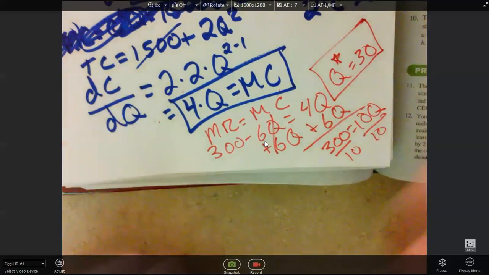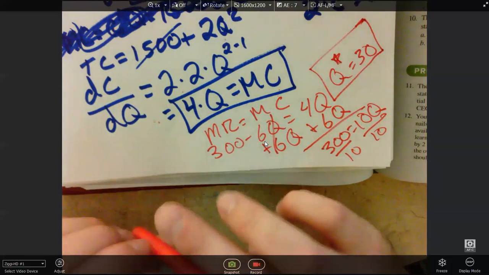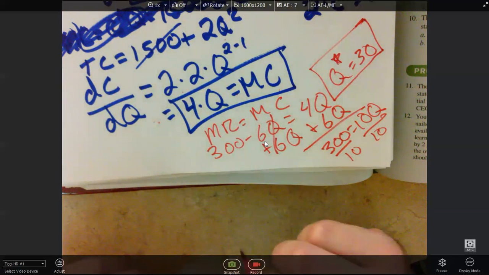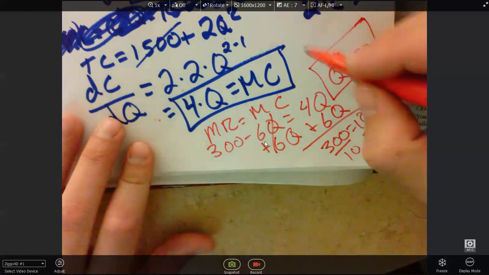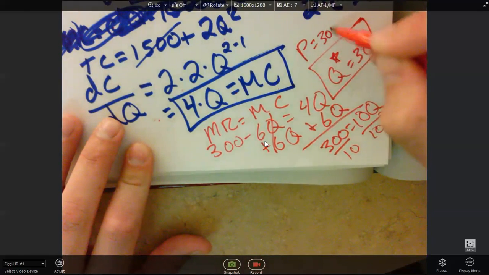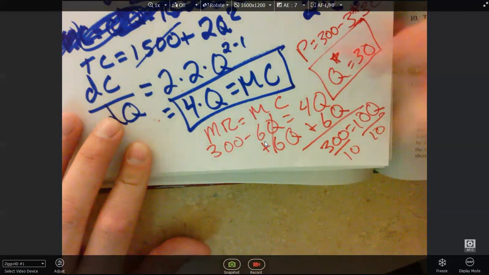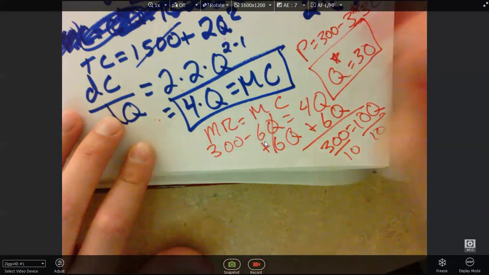Now this is only half of the answer that we're asking. Okay. What's the other half of the answer? Price. So we're going to plug this into our price equation. So the price is equal to 300 minus 3 times Q. So 3 times 30. So the price is going to equal 210.